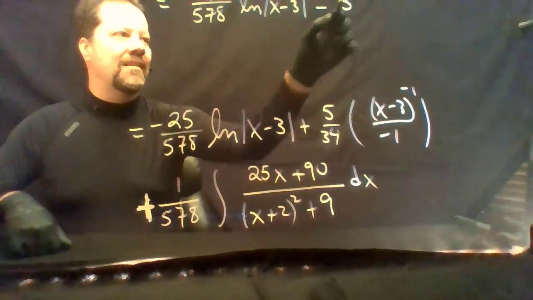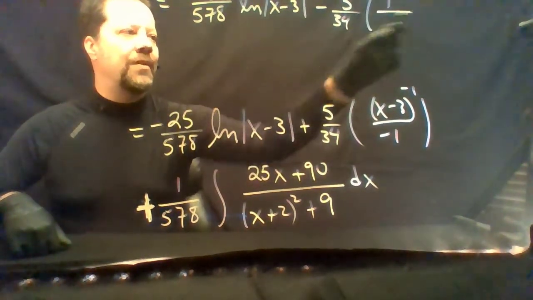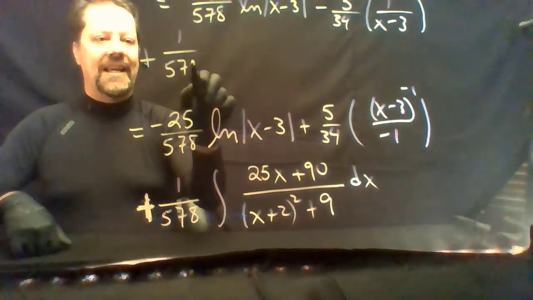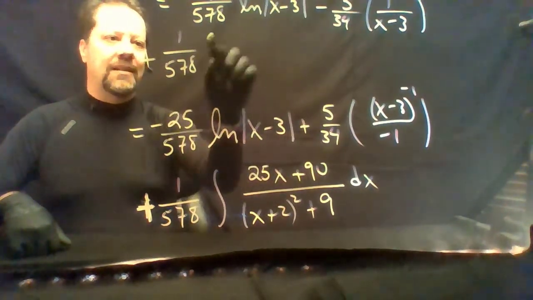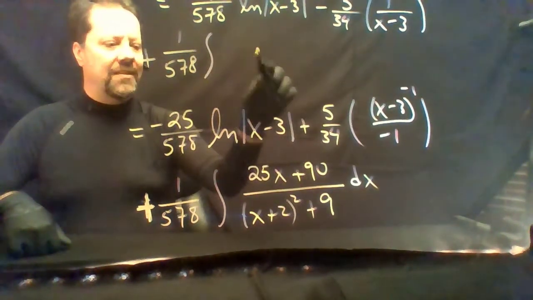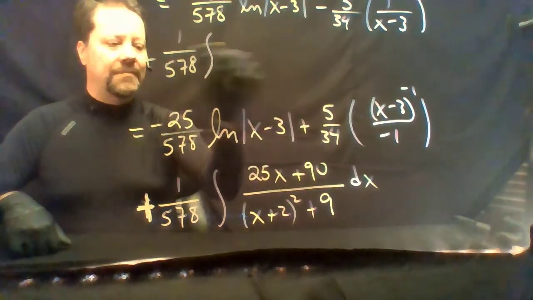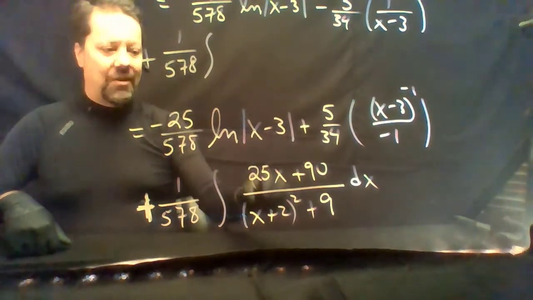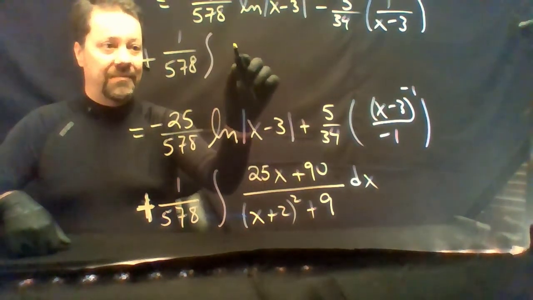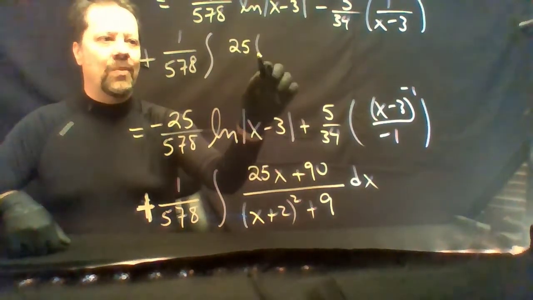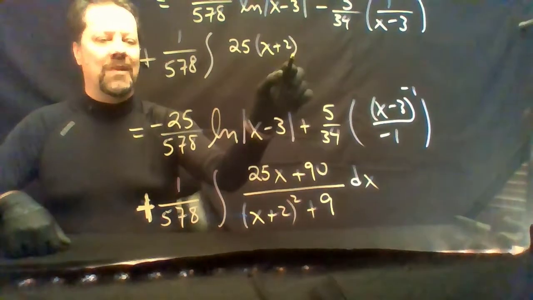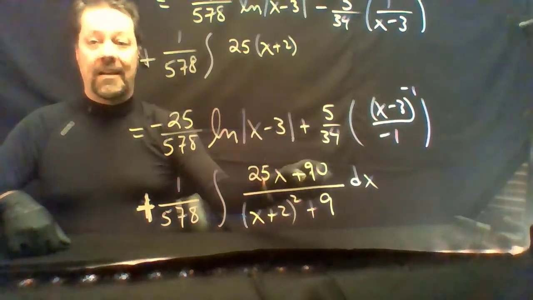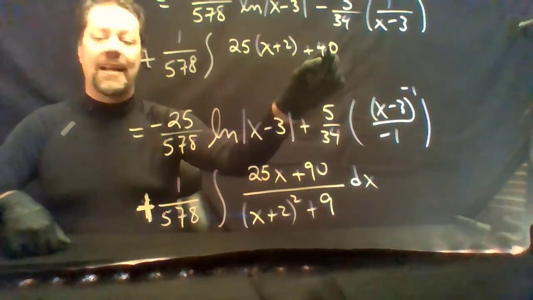We'll have minus 5/34 times 1 over x minus 3 plus 1 over 578. Now, on my integral, I'm going to factor a 25 out. Now, for the numerator of the integral, I'm going to write this as 25 times the quantity x plus 2. Well, I'll get 25x plus 50, not plus 90. So I still need to add plus 40.